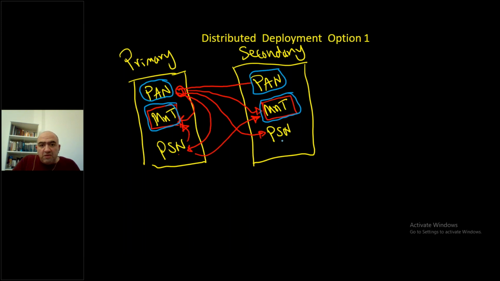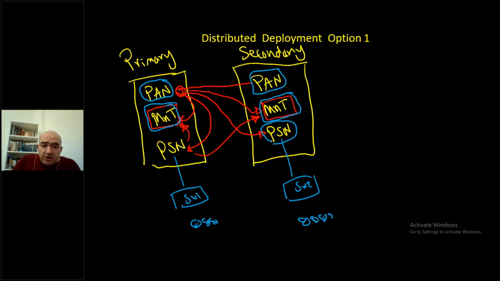So if I have here again a switch or a AAA client, and here I have a switch and AAA client, and they have different users, this switch 1, this switch 2, and they have different users here and there, this PSN persona in the secondary node will be able to serve these guys.